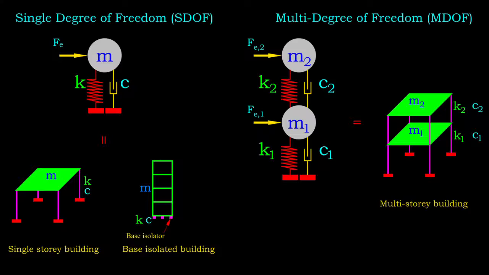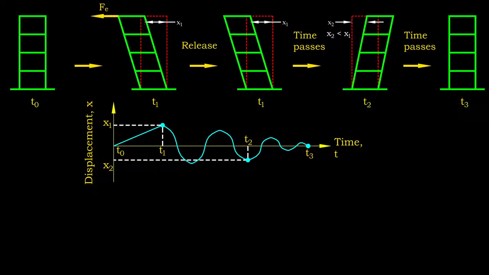Like a multi-story building, the displacement of each degree of freedom is correlated to the adjacent one. In the world of structural dynamics, there are two forms of vibration, namely free and forced vibrations. Free vibration occurs without the exertion of external force, and it is the otherwise for the case of forced vibration.